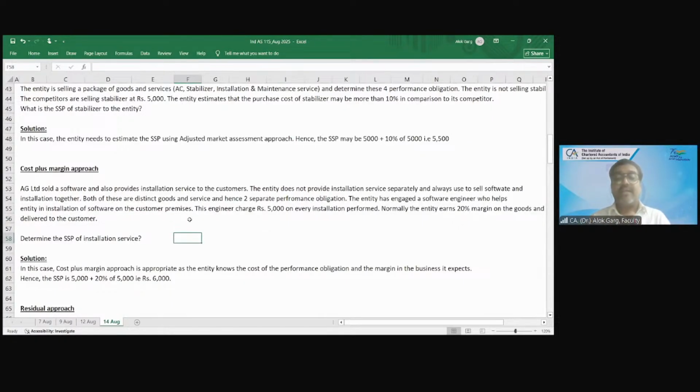Tell me, what is the standalone selling price of the installation service? 5,000 plus 20% of 5,000. Any different answer? When you know the cost and you know your margin, which approach is better? Cost plus margin approach, or CPMA. In this case, the cost plus margin approach is appropriate as the entity knows the cost of the performance obligation and the margin in the business it expects. Hence, the standalone selling price is 5,000 plus 20% of 5,000, which is 6,000 rupees.